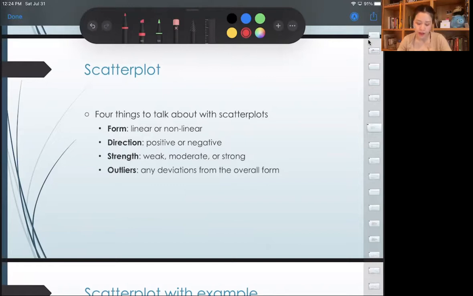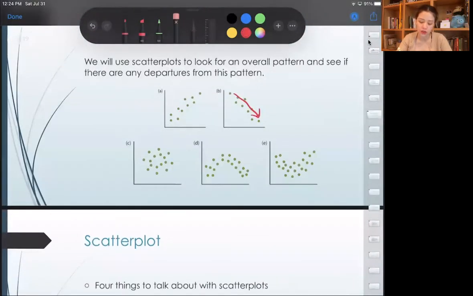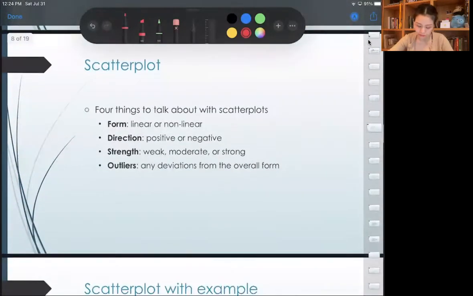Okay. Outliers. Is there any deviation from the overall form? For example, if I make a little dot right here, that would be my outlier. It's kind of alone by itself, not together with the rest. So that will be your outlier, the point that deviates from the rest. Okay, so those are the 4 things you should get out of a scatter plot: form, direction, strength, outlier.